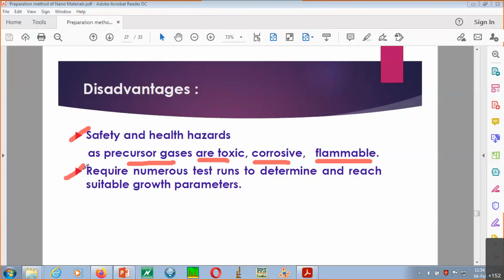And another thing is, you see, it requires various trial error things, okay, numerous tests, so that you can determine and reach the suitable parameters, which is important for the growth of the crystal. Okay, so that's why these two things one can consider as a disadvantage for this method. Otherwise, it's a very, very good method compared to other ones.